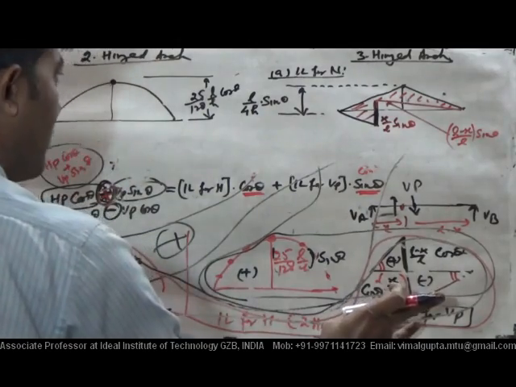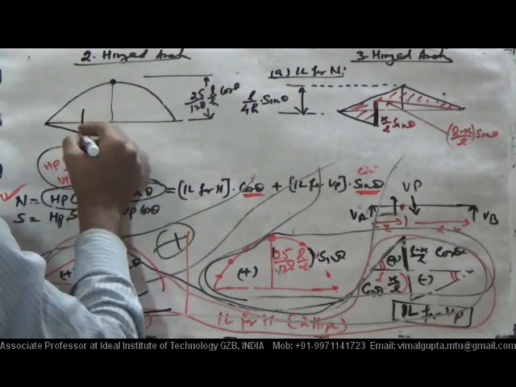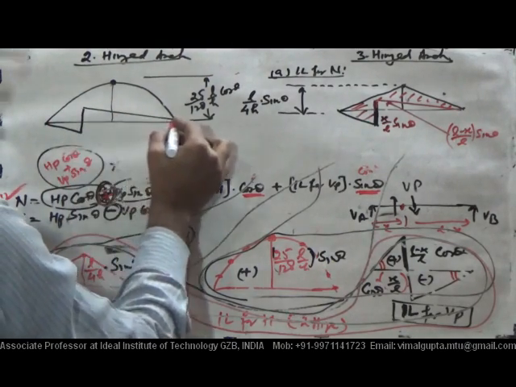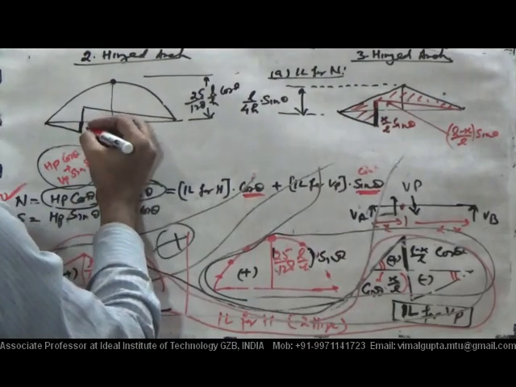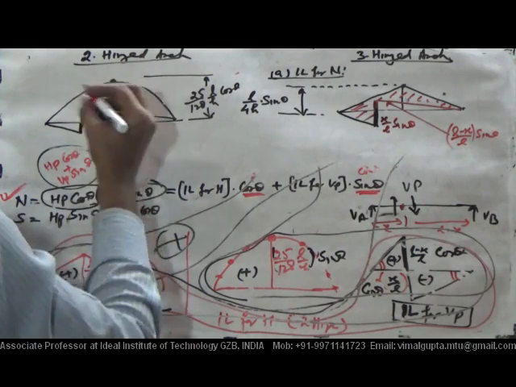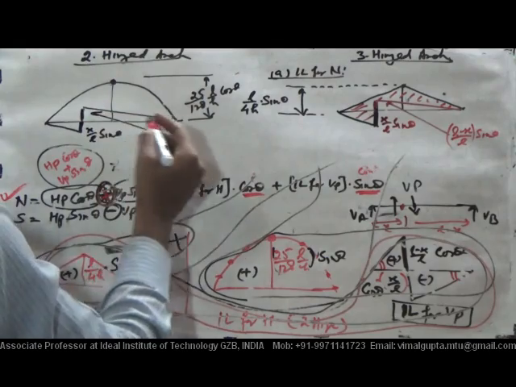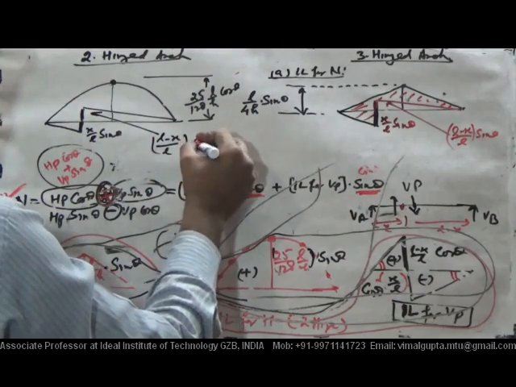Now we have to make this also. We will do the same thing here. This one. What is that value? Same. X by L sin theta. And what is that value? You know very well. This value will be L minus X by L into sin theta.